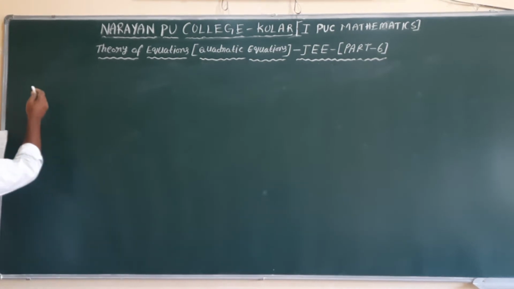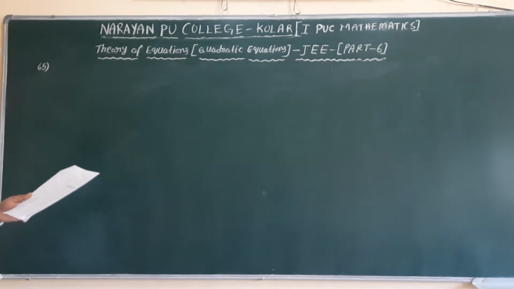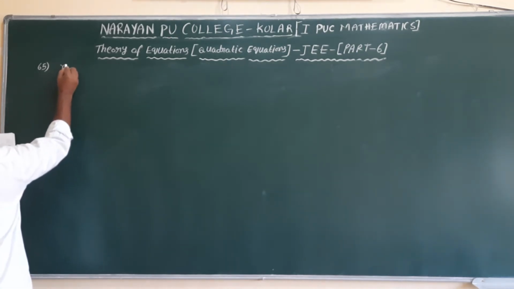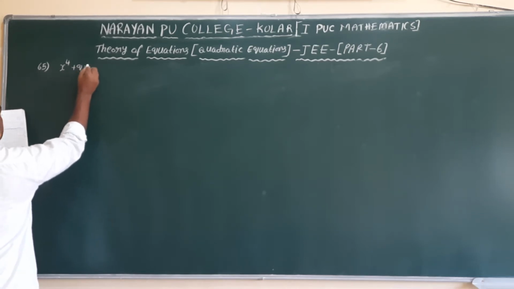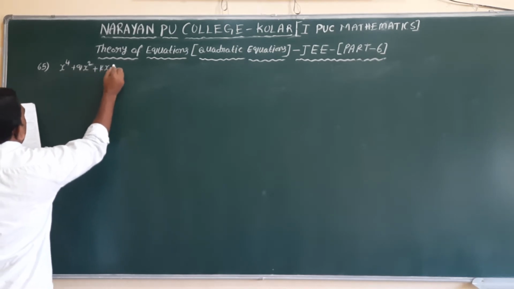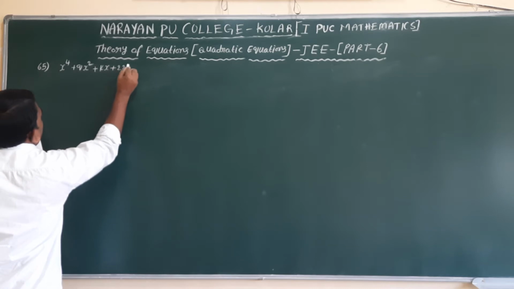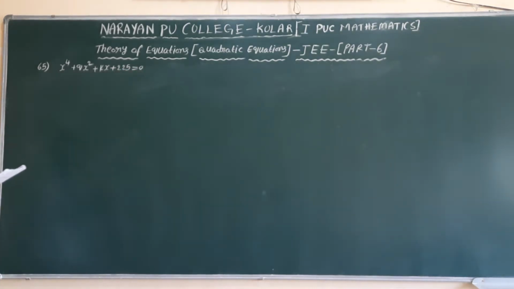Next question, 65. If the roots of the equation x power 4 plus qx square plus kx plus 225 is equal to 0 are in arithmetic progression, then what is the value of q? So the given roots are in arithmetic progression, and we are asked the value of q.